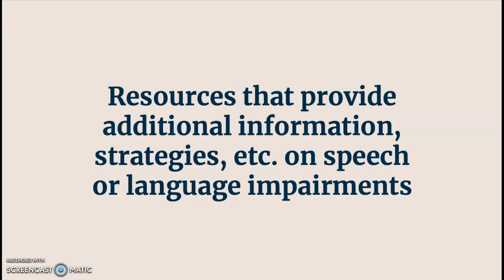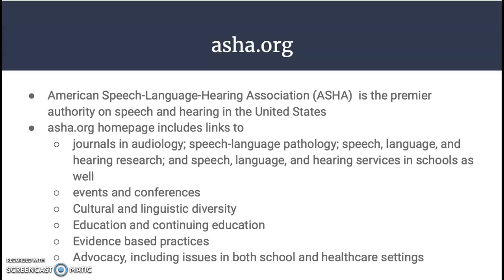Here's a list of resources that provide additional information, strategies, etc. on speech or language impairments. The first one is ASHA.org. That's the American Speech Language Hearing Association. They're really the premier authority on speech and hearing in the U.S.